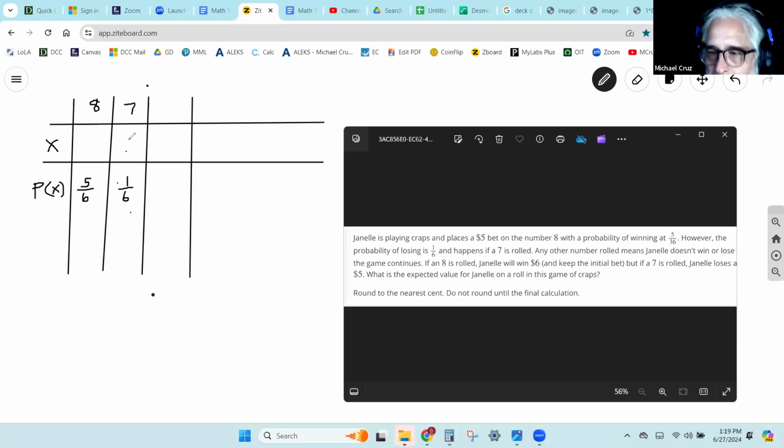So, $5 bet. For the lose, what do you lose? Oh wait, hold on. Craps is 2 dice, right? Is that what that is? That means 6 times 6. You know what I'm saying? Oh, okay. I think I know what's going on.